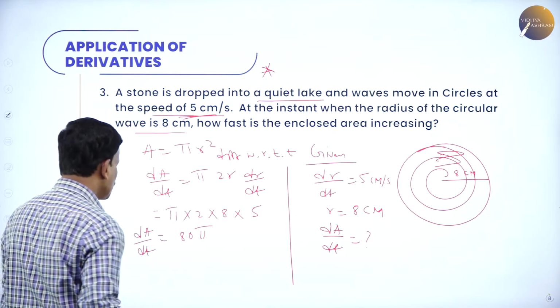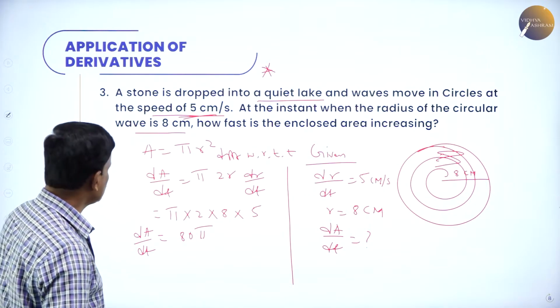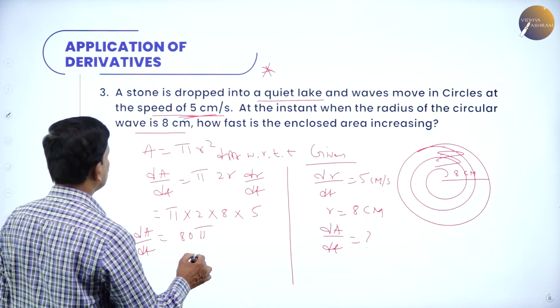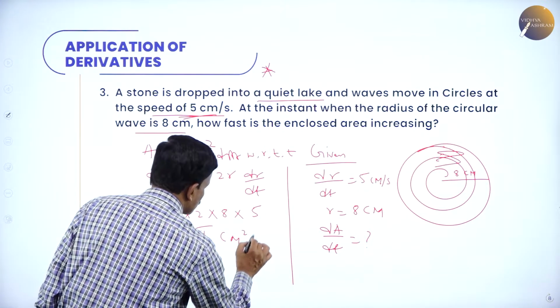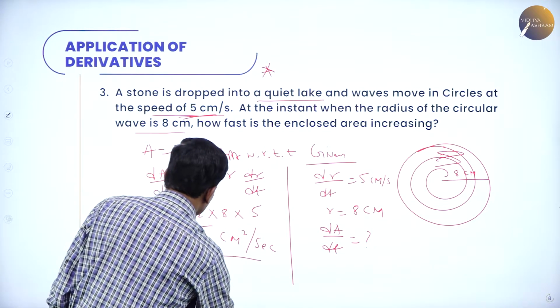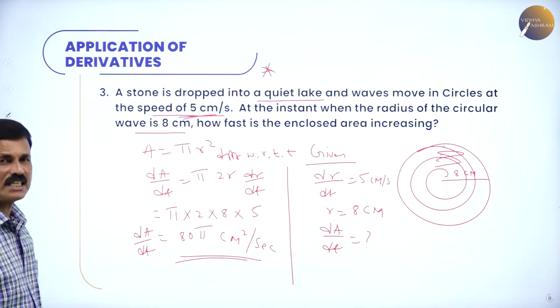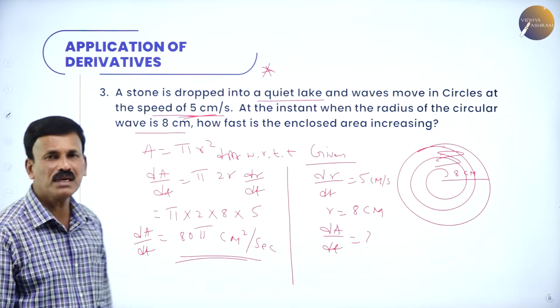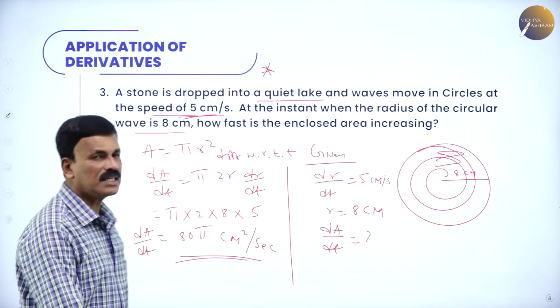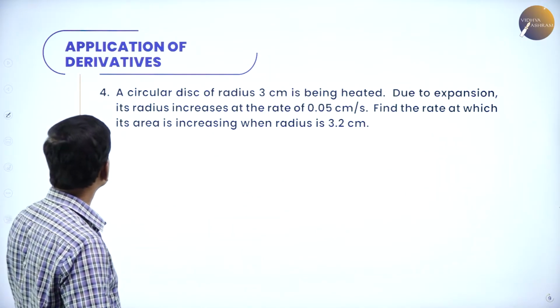Since it is the rate of change of area, area is represented by the unit centimeter square per second. This is the required answer. So dA by dt is equal to 80 pi centimeter square per second is the required answer. Next, let us come to the next problem.